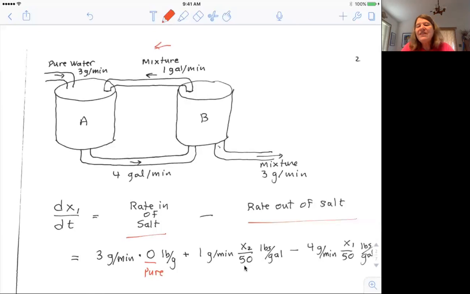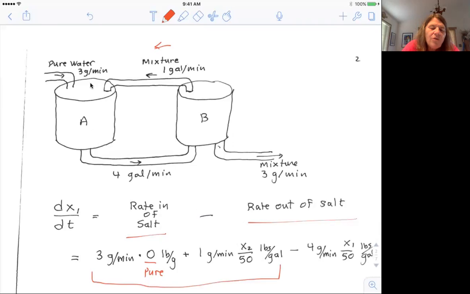And we said that things weren't shifting that way because we had the same rates in as out in the whole system, okay? So this whole thing right here is your rate in. The rate out, if you're looking at out of A, the only pipe that's going out of A is this one right here. And it's going 4 gallons per minute.